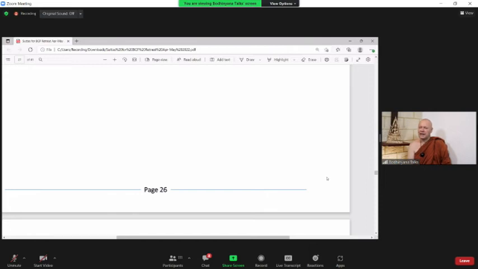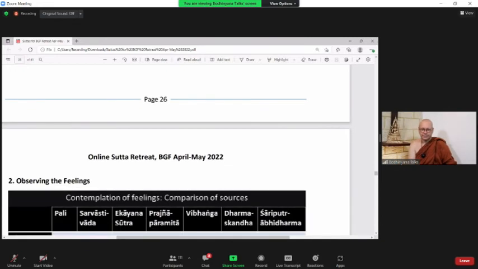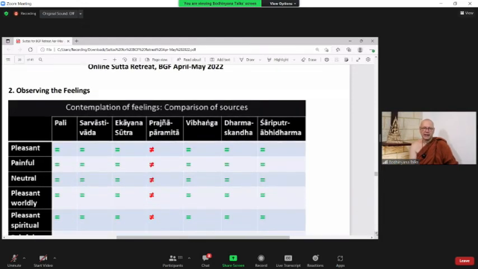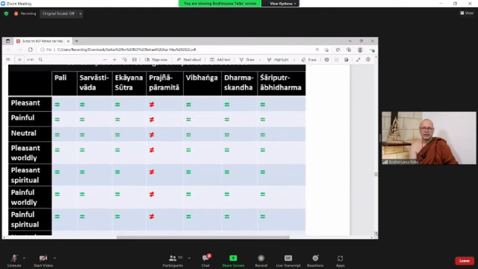And what we will find here, which is kind of interesting, is that there is much more in common between all the sources. It's the body contemplation in particular where there is a large degree of discrepancy, much more in common when it comes to the contemplation of feeling. So, contemplation of feeling, the comparison of sources. You have all the sources there, and then you have the various kinds of feeling on the left-hand side.